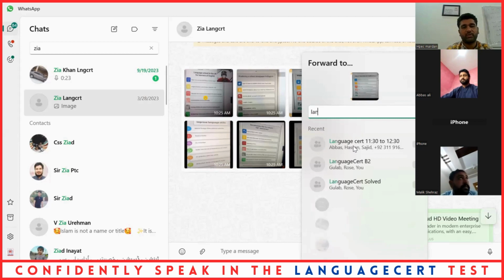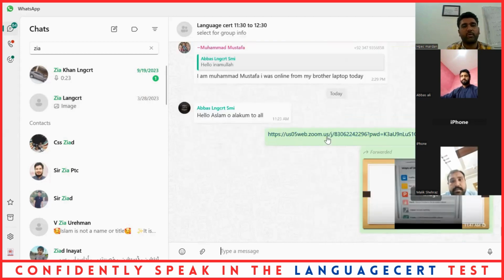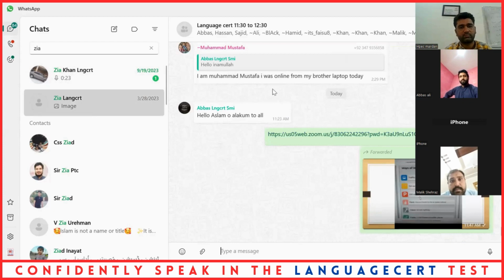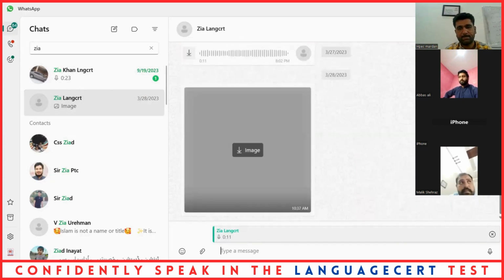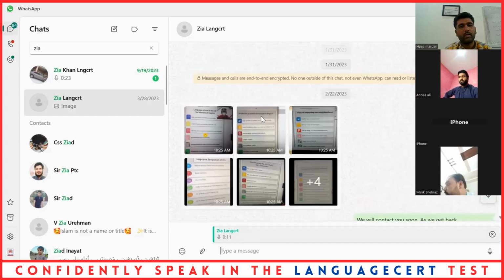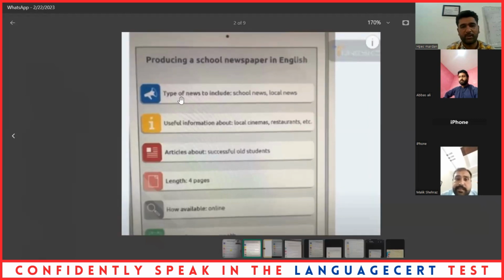They also share in the group, so if you want to check it from there, you can also. Okay, can you see it now? Producing a school newspaper. Abbas, can you see? Yes, sir.